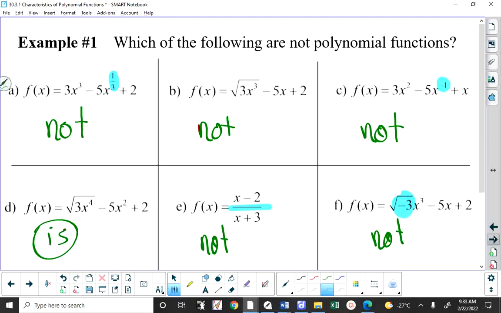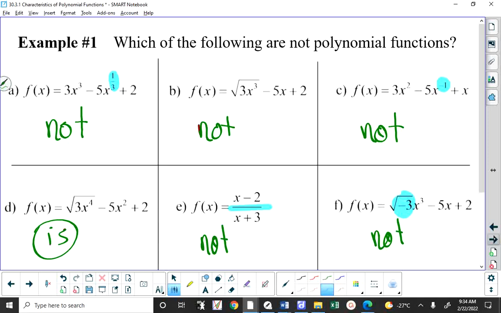Leslie, do you know? I'm not sure the exact reason, but the exponent on the 3x is a 3, and I know that's not allowed. I don't remember. It was from last year. Right. It's allowed, but it's just not going to give us a whole number for an exponent on x.